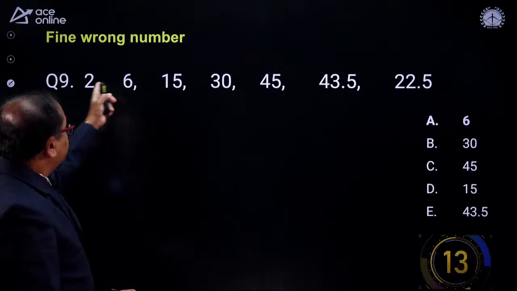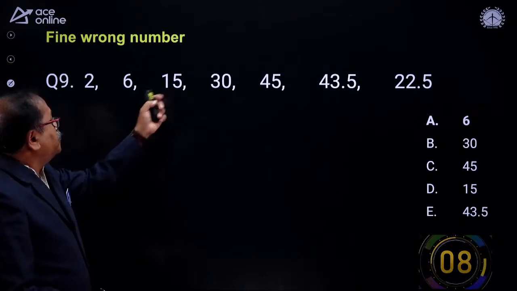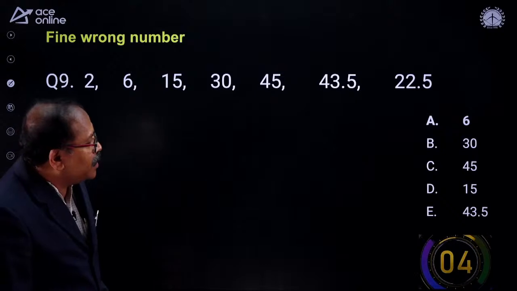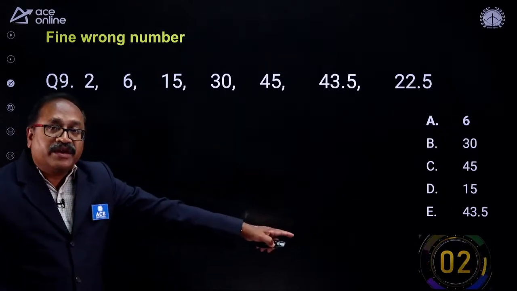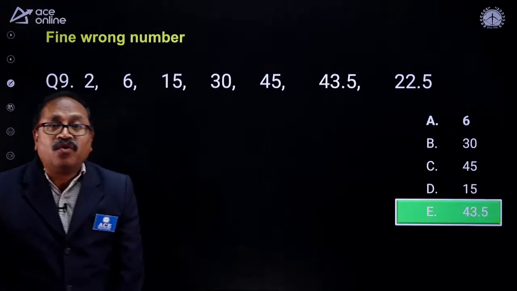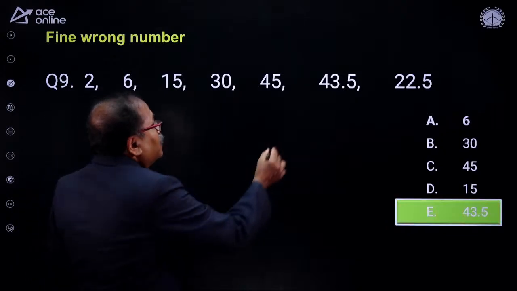I can notice that this is into 3. I can notice that this is into 2.5. चलिए आंसर कीजिए 45. Let me check 2 more seconds. 1, time up. And is it 45? No. 43.5. ये wrong number हो रहा है.